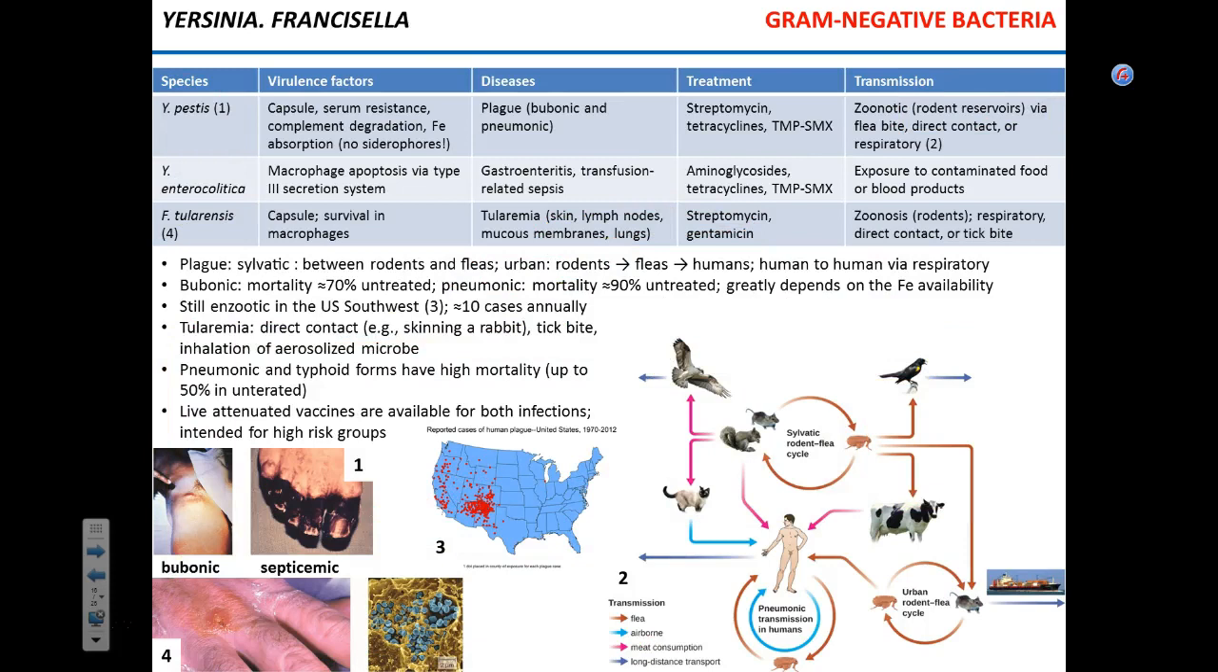Now I consider that kind of a climax in the conversation about gram-negative bacteria. So I'm going to talk about them from the most boring to the least boring. We're going to start with Yersinia enterocolitica. I don't want to say that it's boring, okay? So as you can guess from the name, enterocolitica, it causes enterocolitis.